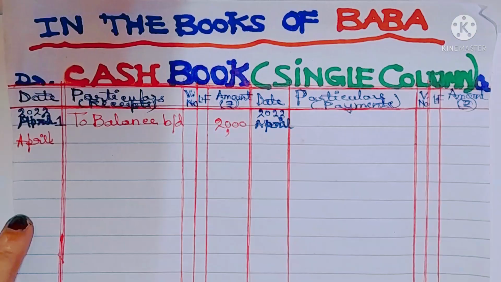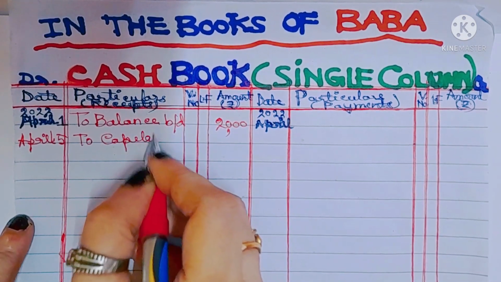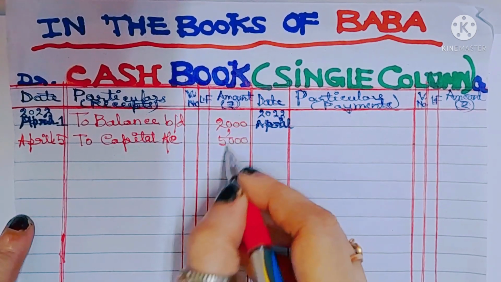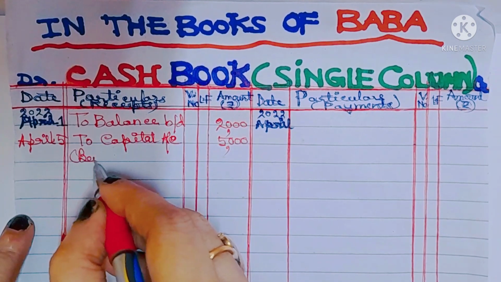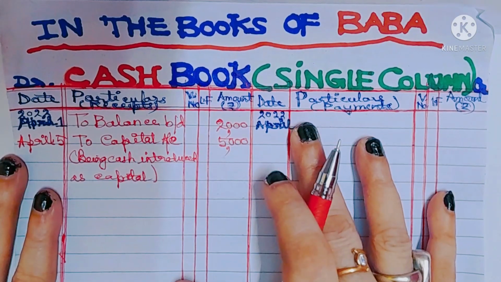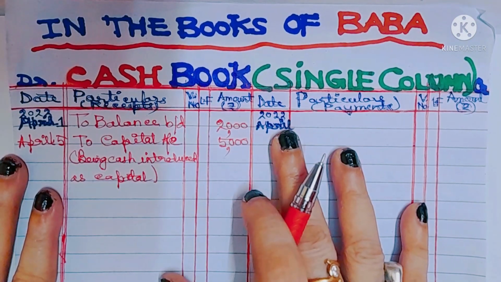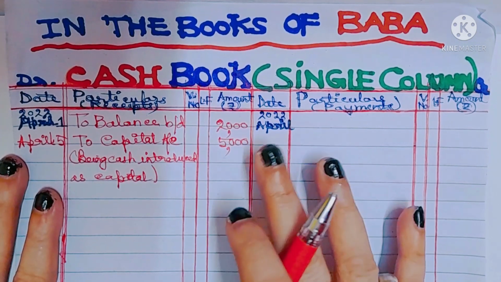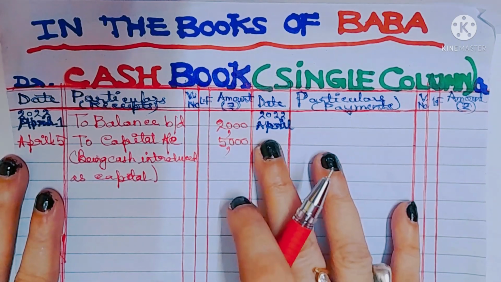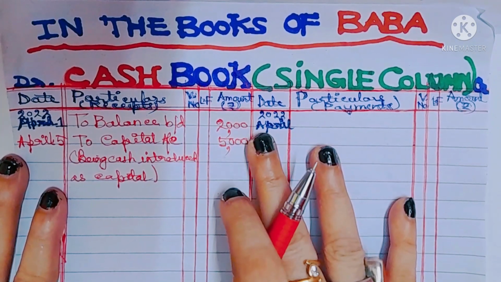Understood? So let's write. 5th April to capital account. How much? 5,000. Being cash introduced as capital. And moreover, cash book is a real account. So according to real account, what comes in is debit. Here, when the proprietor introduced capital into the business, the cash comes into the business from the point of view of the business. So 5,000 will be debited. Okay. So let's see the next transaction.